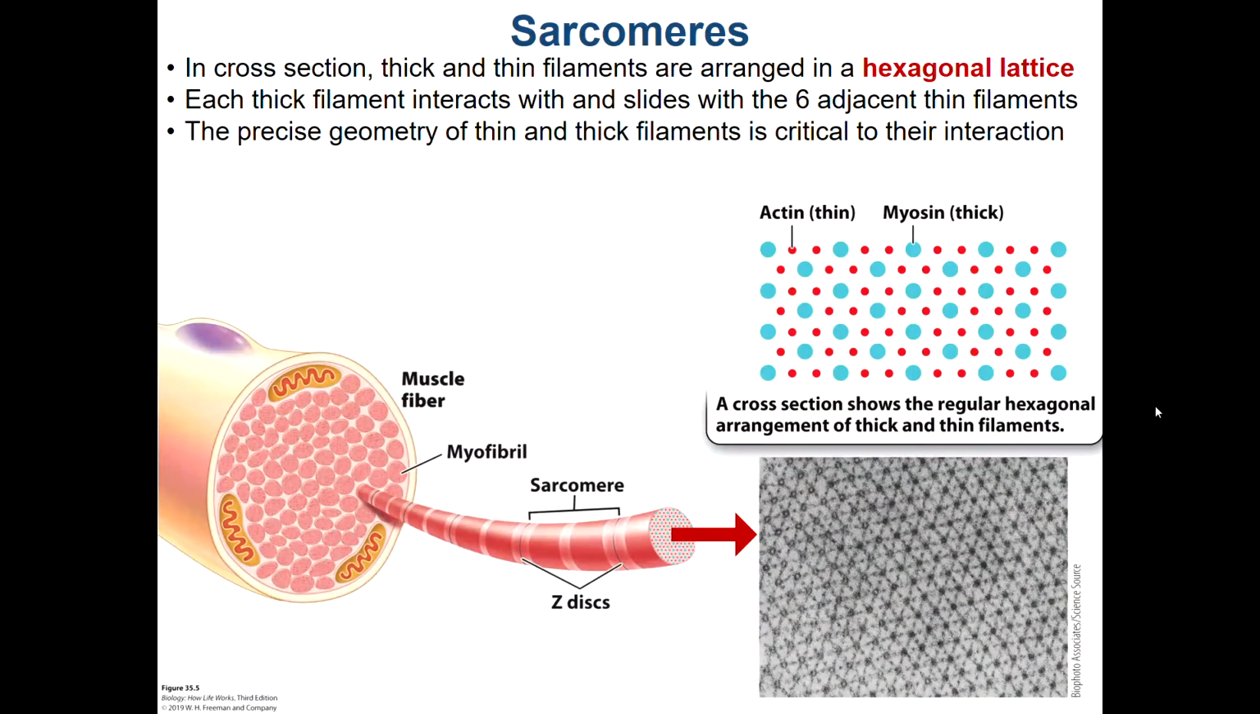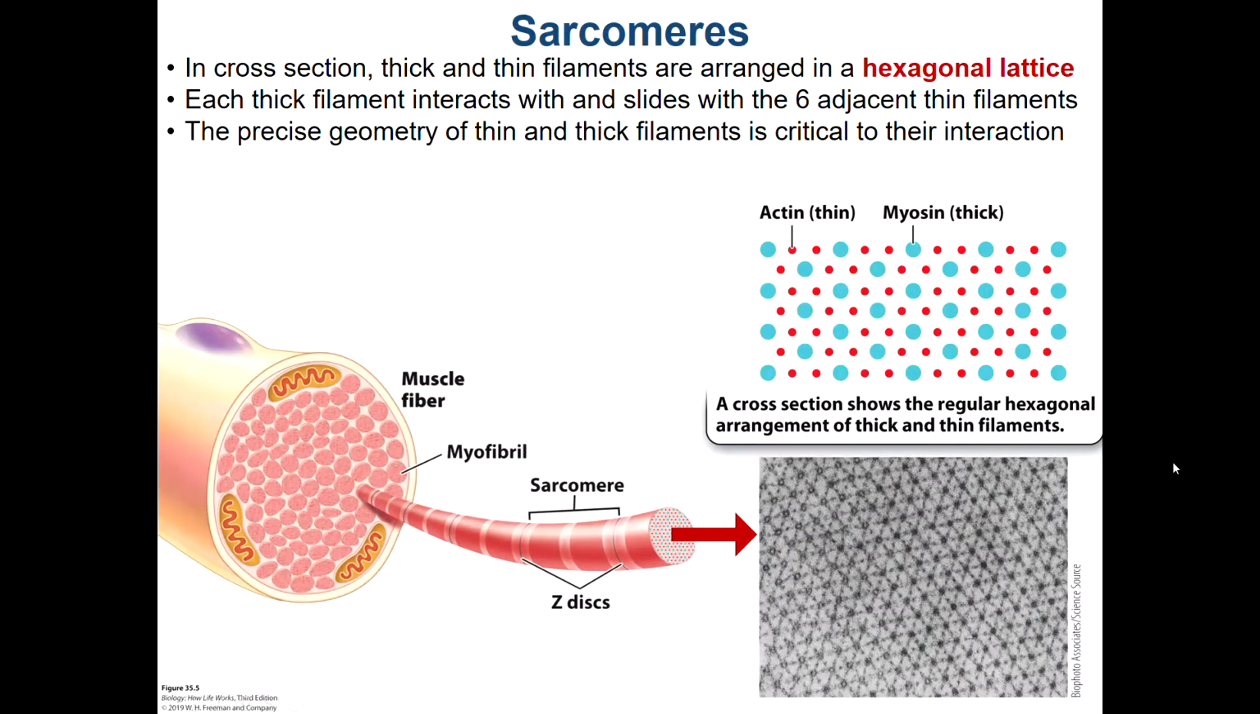So if we look at a cross section, so if we cut the sarcomere here and we put this under a microscope, we can see the thick and the thin filaments are arranged in a hexagonal lattice. So if we look here in this drawing of it, here is our thick blue myosin filament, and there are 6 actin thin filaments surrounding it. So that's a hexagonal lattice. And you can even see it here in our cross section of an actual sarcomere.